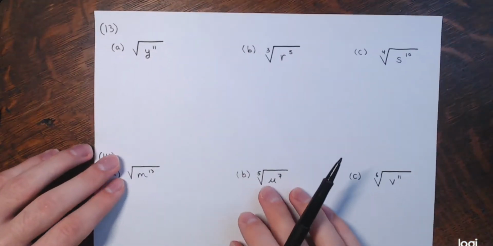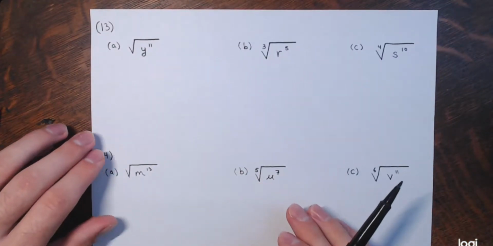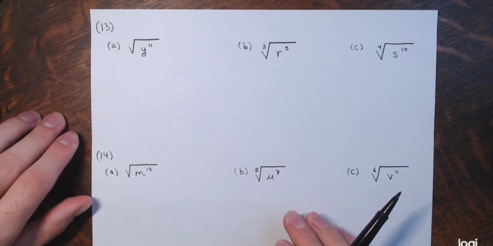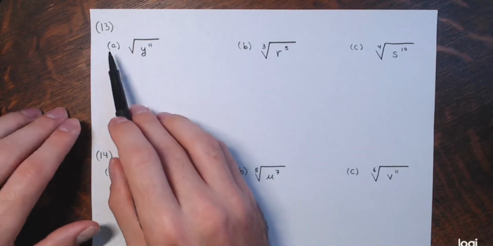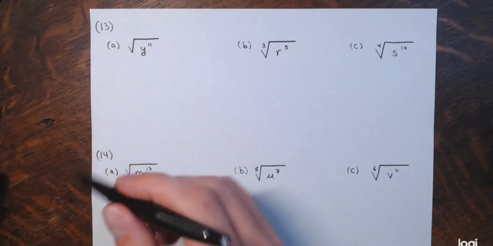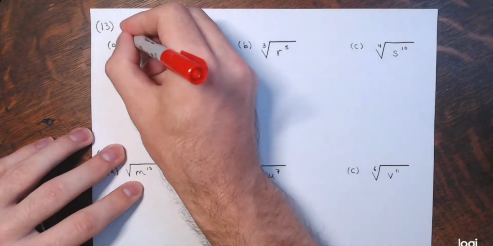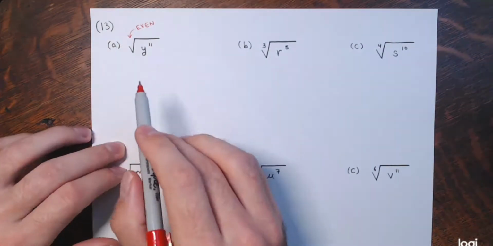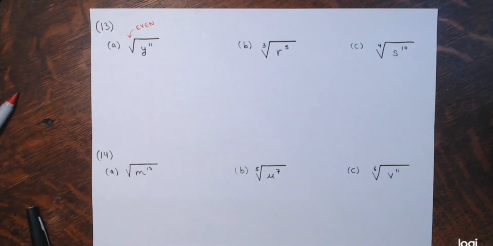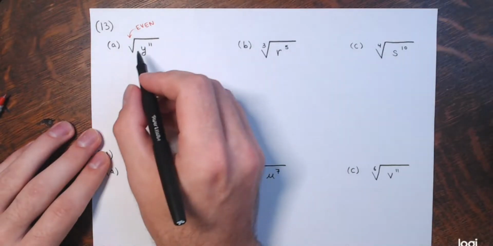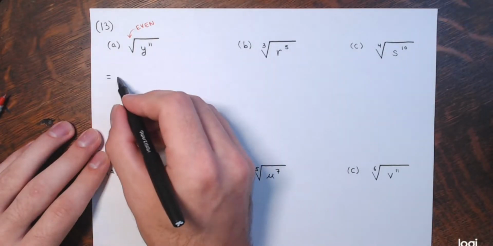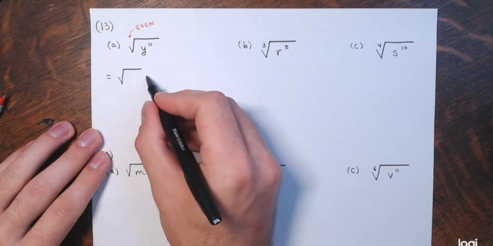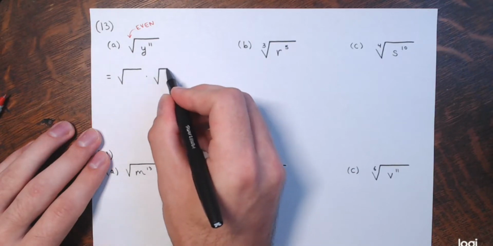All right, so exercise example 13 here. Now each of these is going to have 3 parts for a little while. So part A, square root, even root. And being that this is an even root, the result can't be negative, so I might need to use absolute value symbols. Just like earlier, I'm going to break this up using the product rule to the square root times the square root.